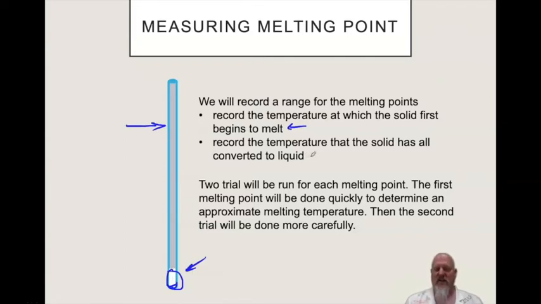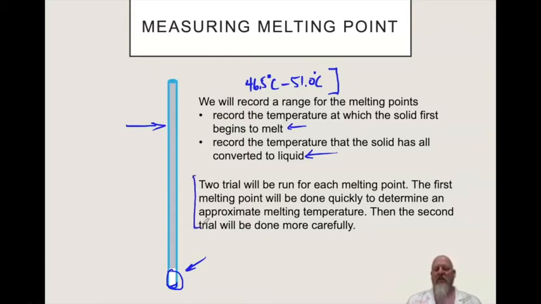And just at that temperature, just at that point, you want to read the temperature again. So let's say I'm watching my solid and I start to see that it starts to melt. I start seeing the crystals move around a little bit at 46.5 degrees Celsius. And then I watch some more, and all the solid's gone at 51.0 degrees Celsius. So when we record our melting points, we're going to record that range, from when it first starts to melt to when all the solid is converted to liquid.